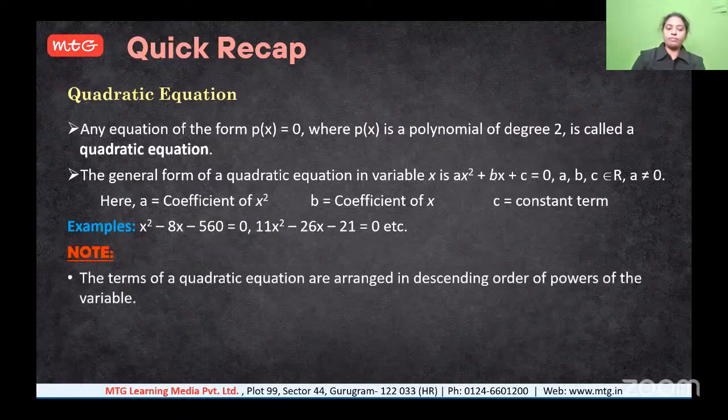Now, what is an important point to keep in mind? The terms of a quadratic equation are arranged in the descending order of powers of variables. So preferably, to make the equation easily solvable, try to make it as power 2 term, power 1 term, and constant term. By arranging in this way, you can easily figure out what is A, what is B, and what is C without any confusion. So for that reason, this is suggested always. Even if the equation is jumbled, make it straight in this order.